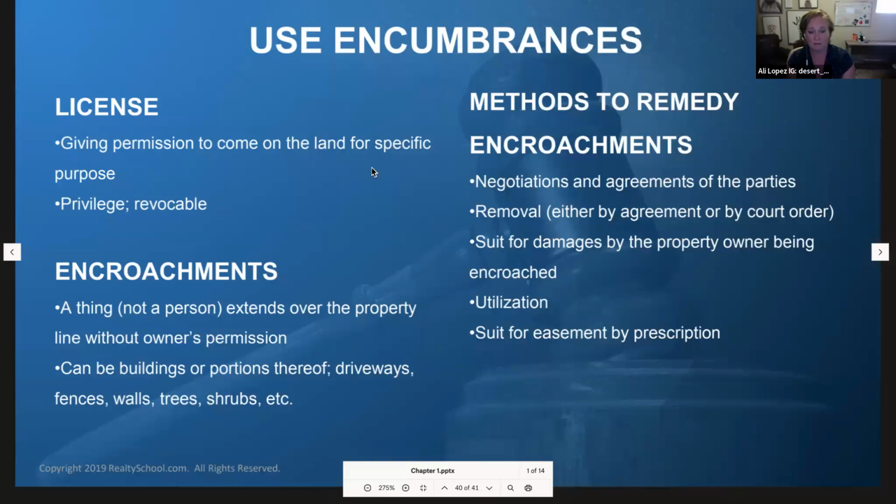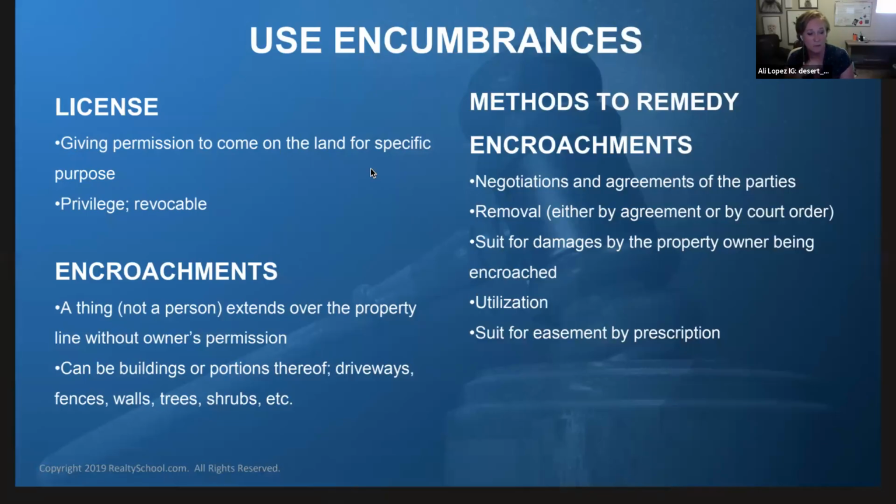Encroachments now are different, but they sometimes do create encumbrances. It's a thing that extends over the property line without an owner's permission. It can be a building or portion thereof. It could be driveways, fences, walls, trees, shrubs. So many trees create encroachments here in Clark County. So many roots create encroachments. So many neighborhood fights over trees. So encroachments can be buildings or portions thereof.